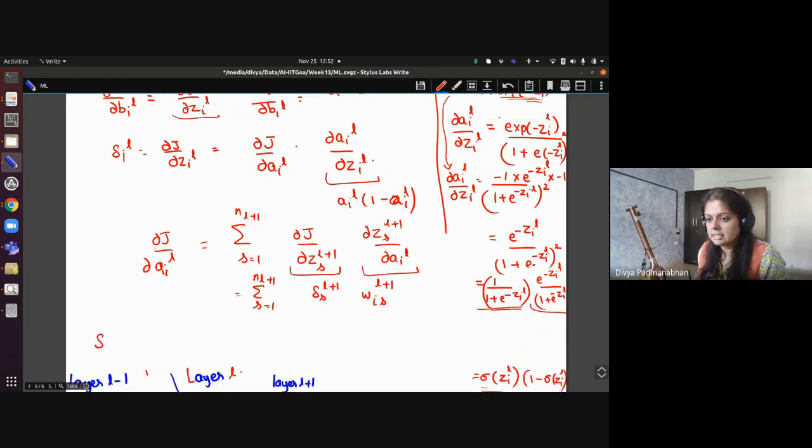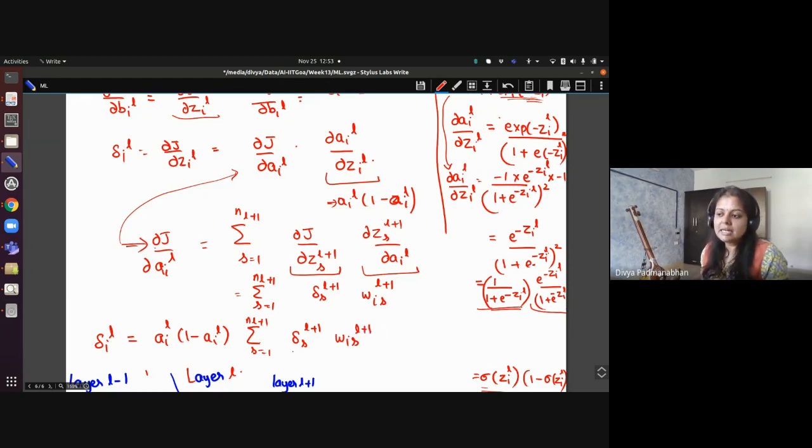So delta_i^L now, putting this and plugging it back here, what you're going to get is just A_i^L times (1 minus A_i^L) from this part, times this summation, so that is of the next layer: delta_S^{L+1} times W_{iS}^{L+1}.